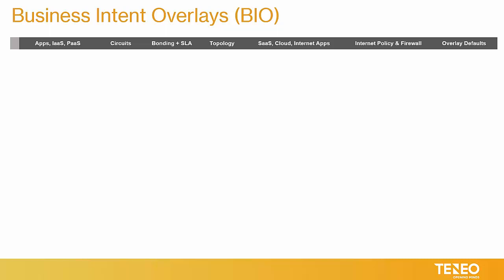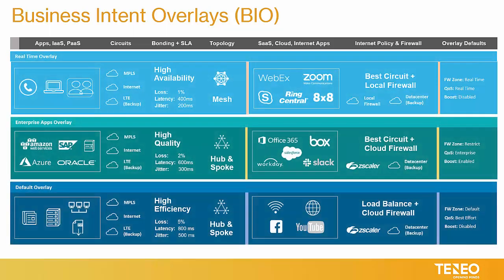A business intent overlay, or BIO, specifies how traffic with specific characteristics is handled within the network. BIOS are used to create separate logical networks that are individually customized to your applications and requirements within your network. For example, shown here we have 3 business intent overlays. Keep in mind that these BIOS are configurable and you can have up to 7. I'm showing 3 here for simplicity's sake. We have a real-time overlay, an enterprise apps overlay, and a default overlay.